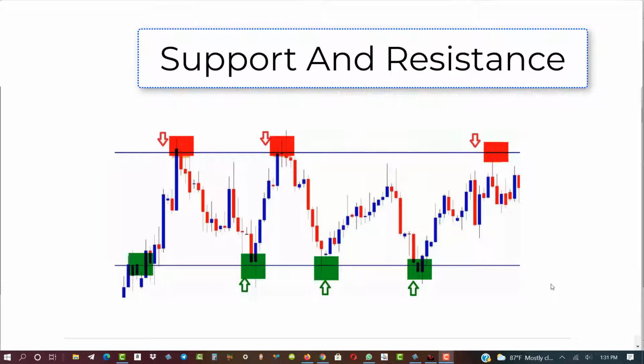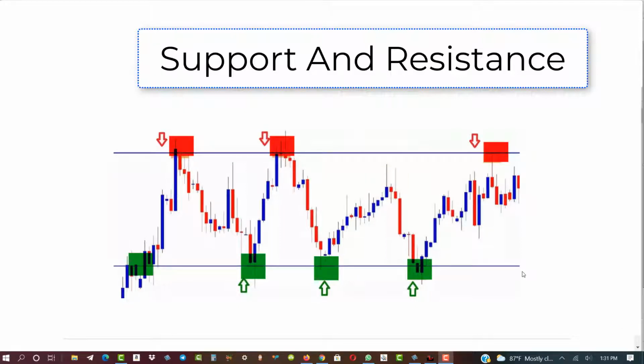Support and resistance are areas where price reacted in the past, and there's a likelihood that price is going to react to those same areas in the future. So what happened in the past is likely to repeat again in the future. That's what we refer to as support and resistance areas or zones in a market chart. So let's look at both of them individually.